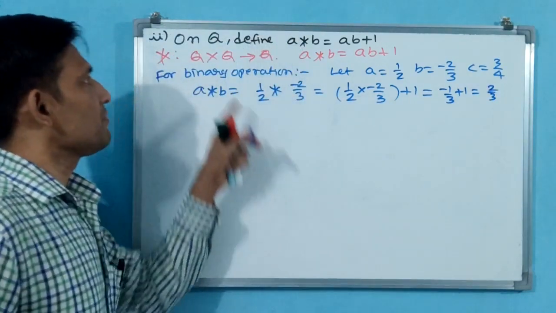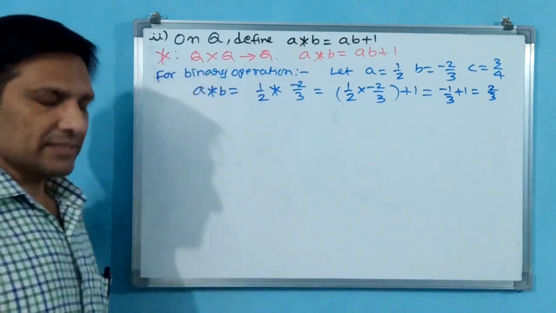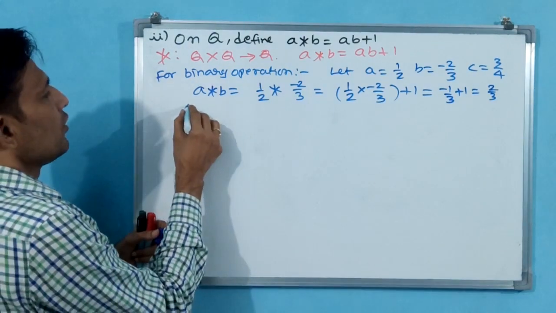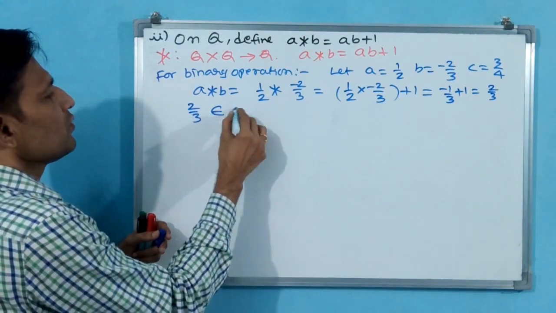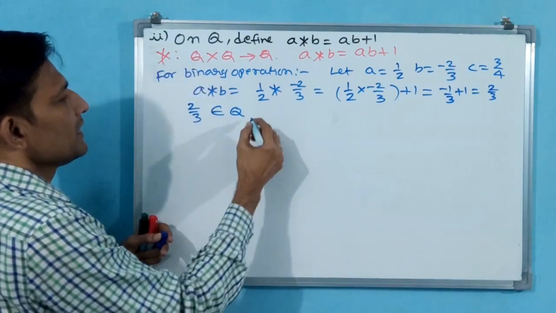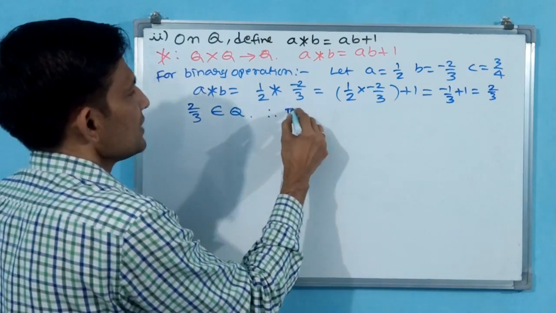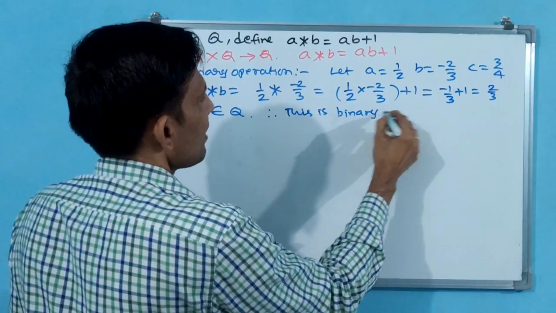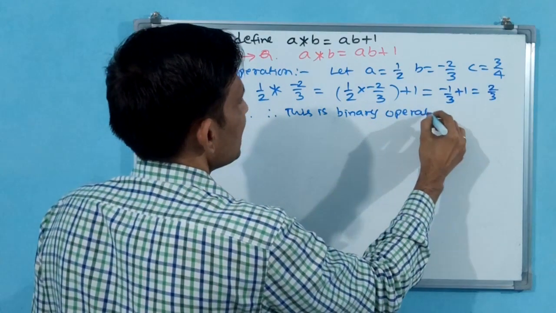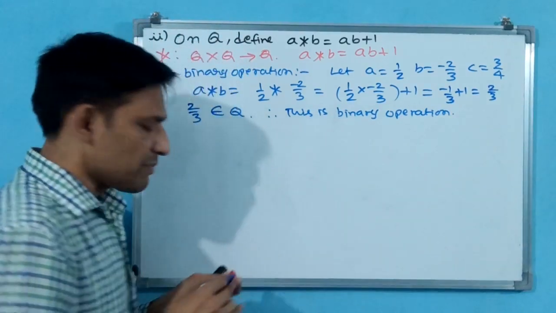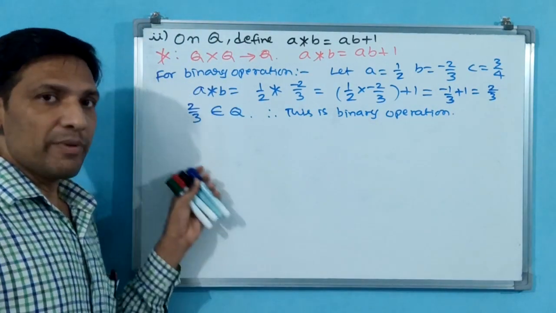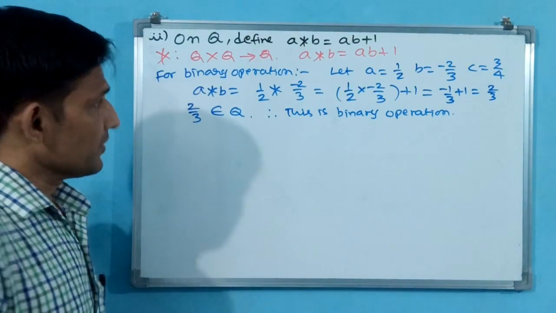Now you tell me, does 2 by 3 belong to the rational numbers? Yes. Therefore, this is a binary operation. Write that one: 2 by 3 belongs to rational number Q. Therefore, this is a binary operation. Now because this is a binary operation, you go for commutative. If this is not a binary operation, then you need not go.